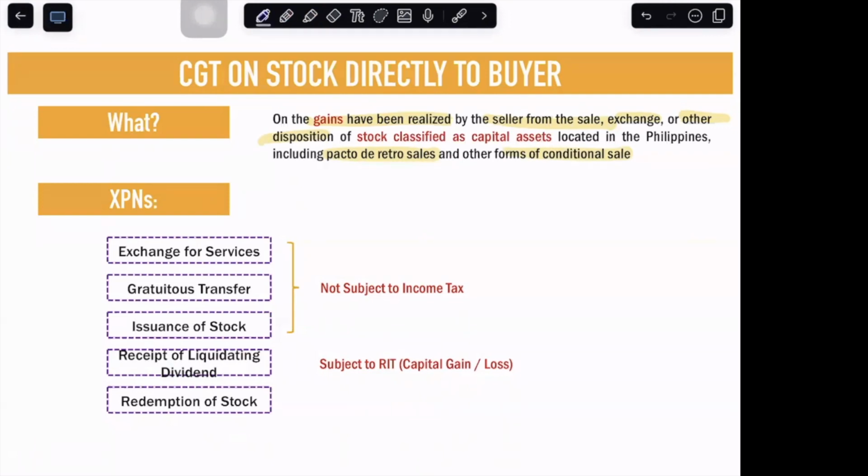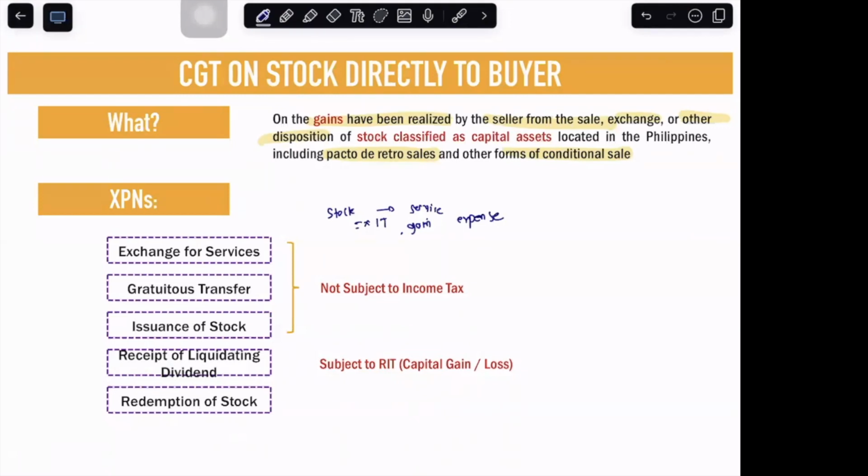Now, let's look into the exceptions. The first exception is exchange for services. Okay, so you provided a stock in exchange for a service. This is not considered subject to income tax. Why? Here, there is no gain. It is more of an expense. So not an income, but an expense through a service, therefore, not subject to CGT on stock.